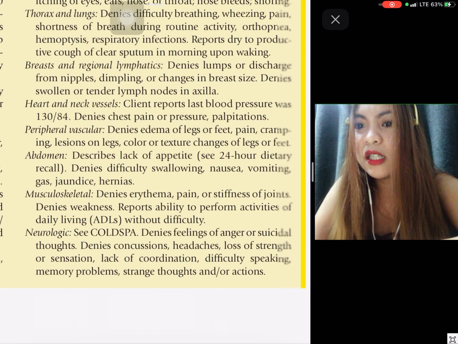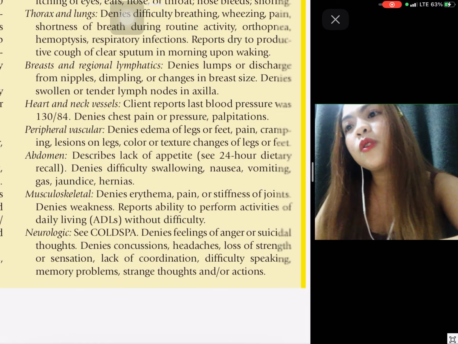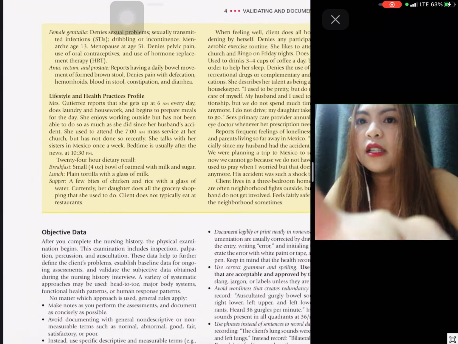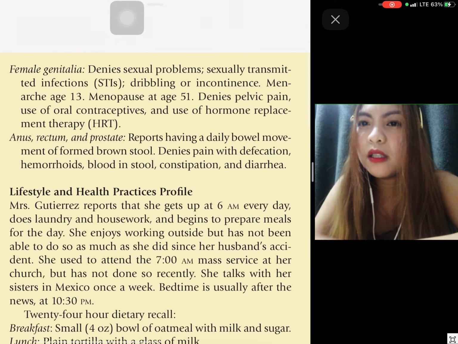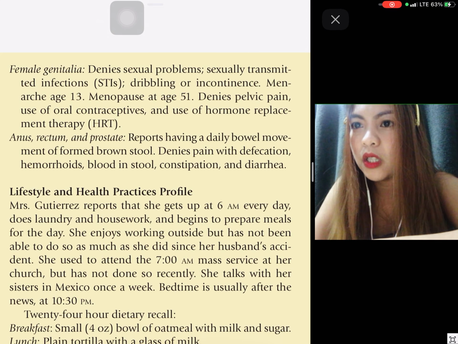Next page. Sa female genitalia, ano meron sa kanya? Denies sexual problems, sexually transmitted infection, dribbling or incontinence, menarche age 13, menopause at age 51. Denies pelvic pain, use of oral contraceptives, and use of hormone replacement therapy. Anus, rectum, and prostate. Reports having a daily bowel movement of formed brown stool. Denies pain with defecation, hemorrhoids, blood in stool, constipation, and diarrhea.